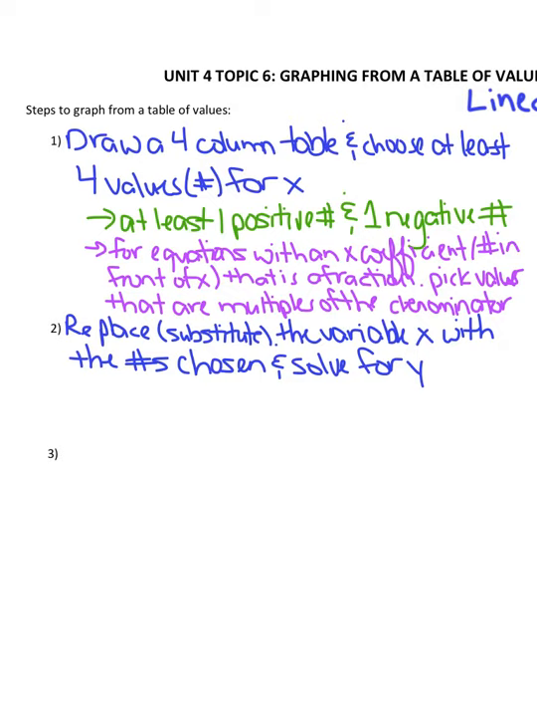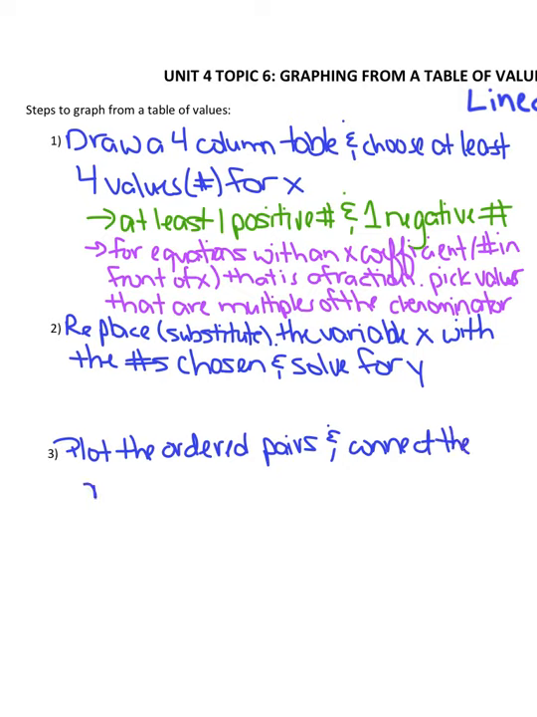So step 1 is to create our table and pick some values for x. Step 2 is to now plug in those values that we've had for x 4 different times and get 4 different values for y. And then the last step is to plot the ordered pairs and connect the points to make a line.